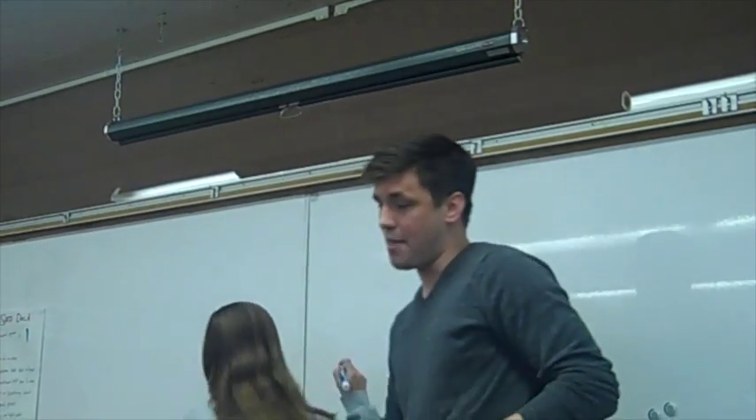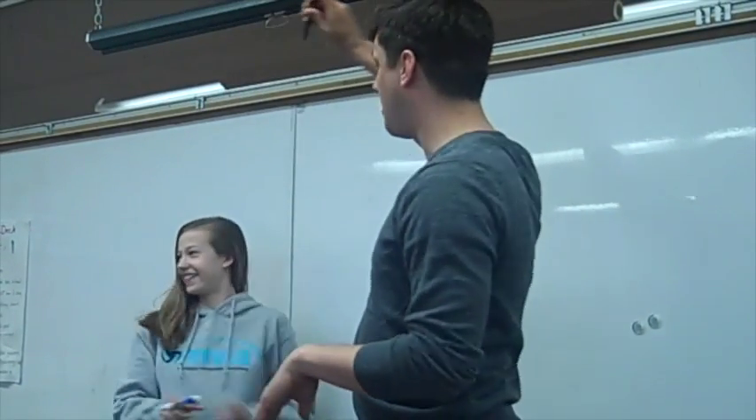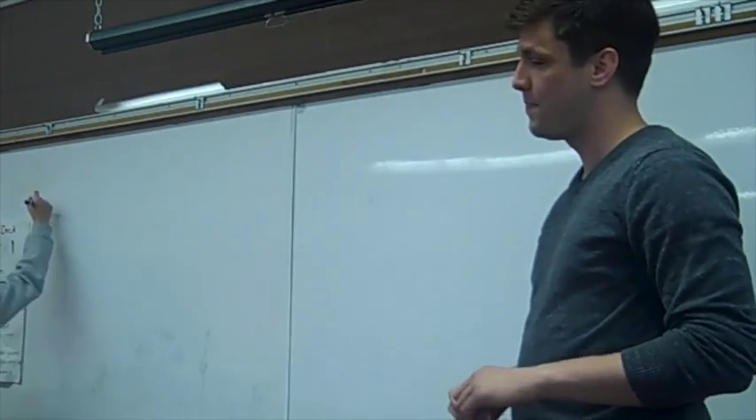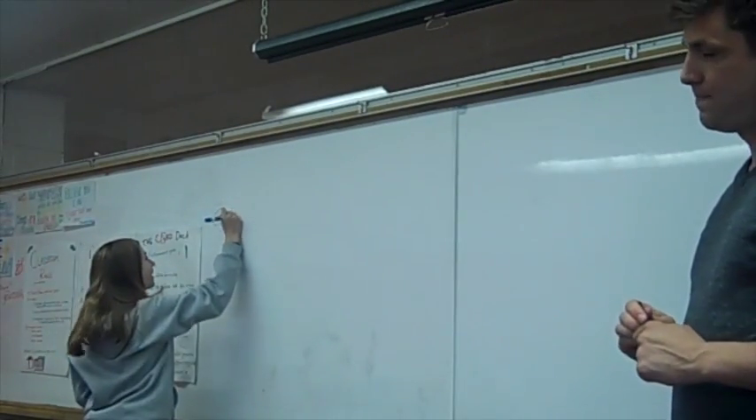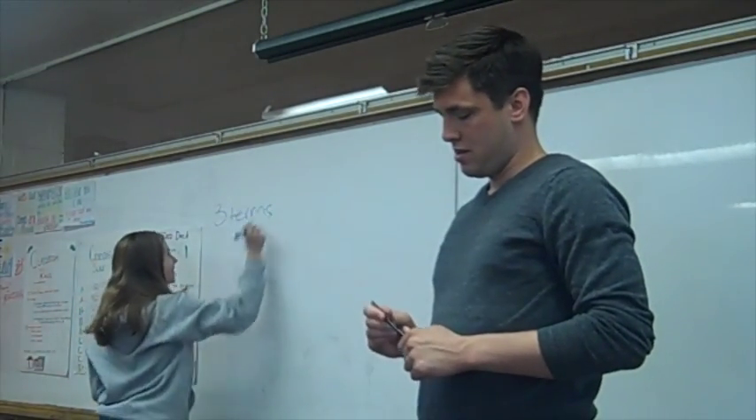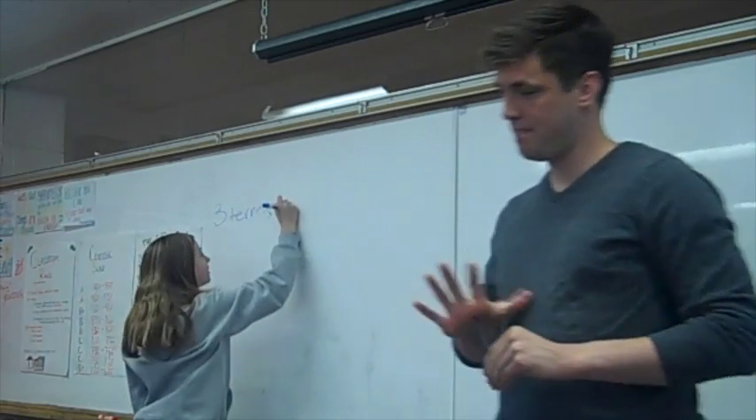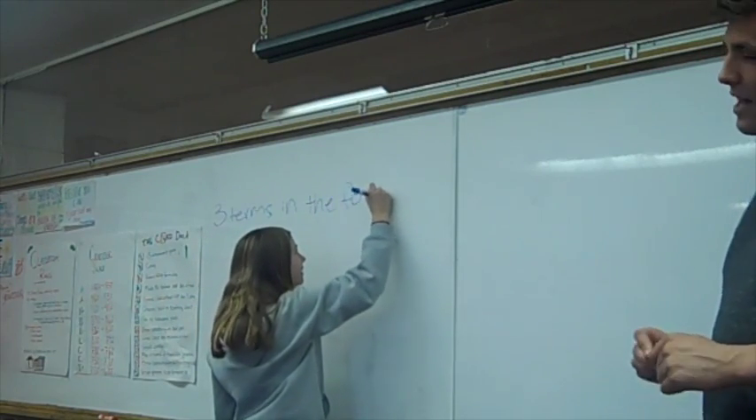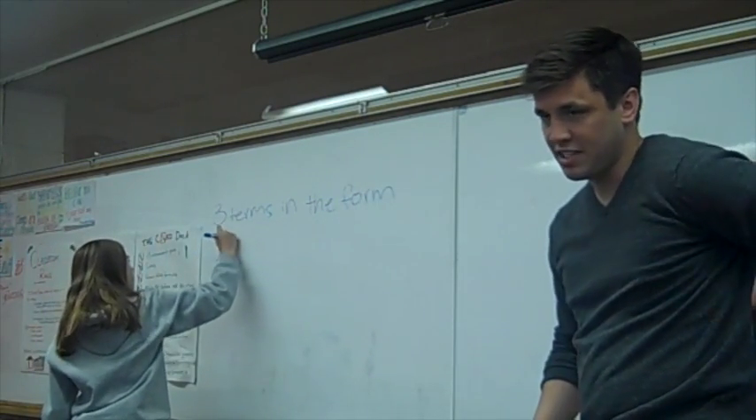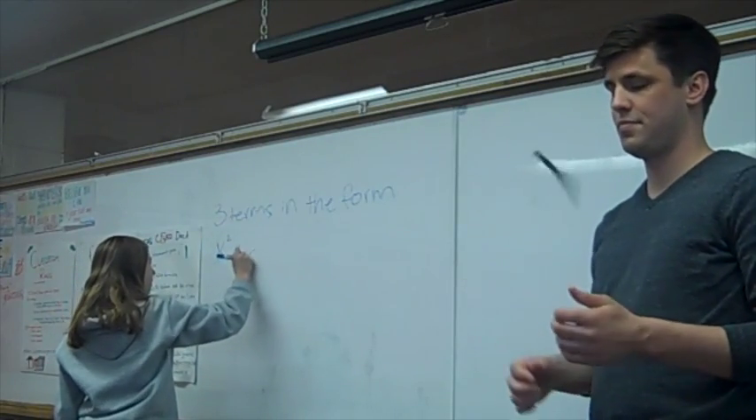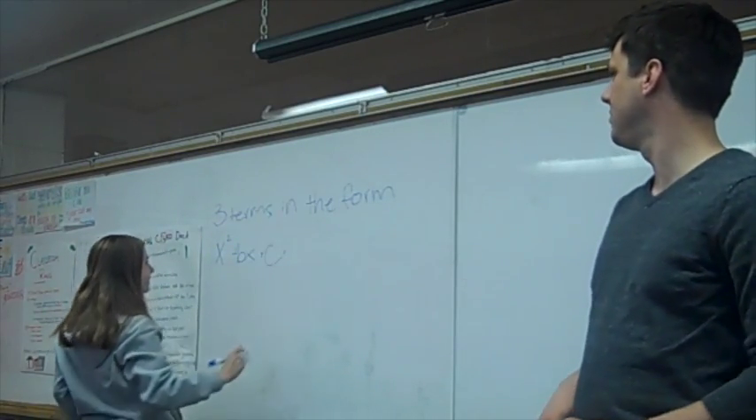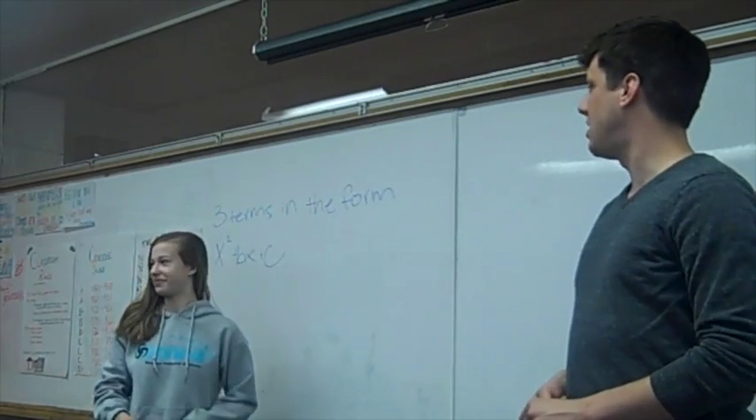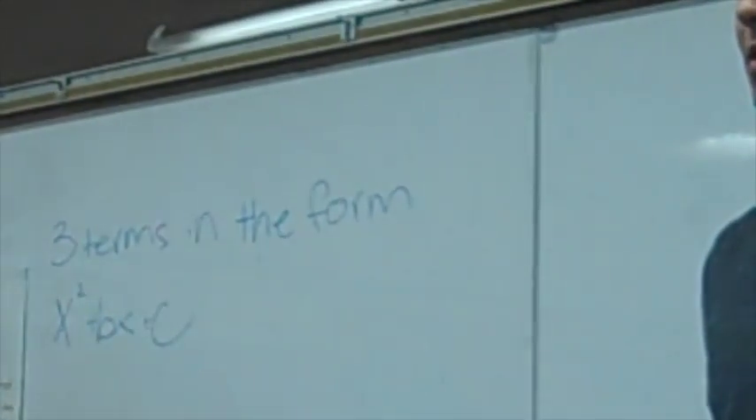So, what is it? It is what we did yesterday. It's when there are three terms. So go ahead and write in the far left side of the board 3 terms, in the form x squared plus bx plus c. What you may notice about this is that the leading term is x squared. There's no number in front of it.